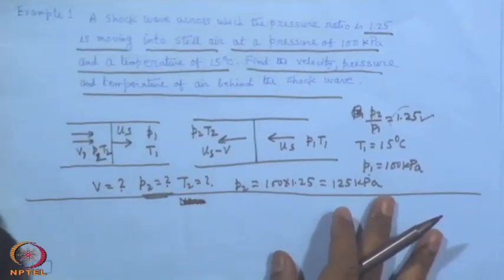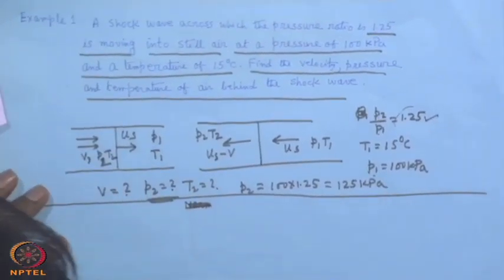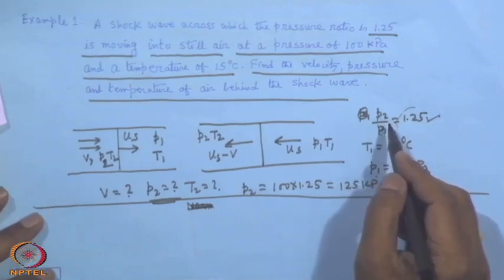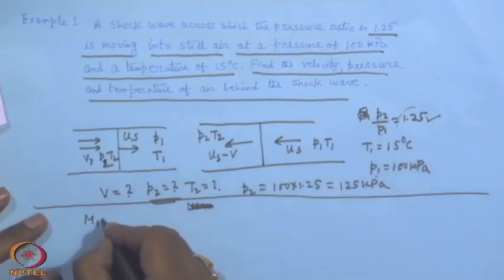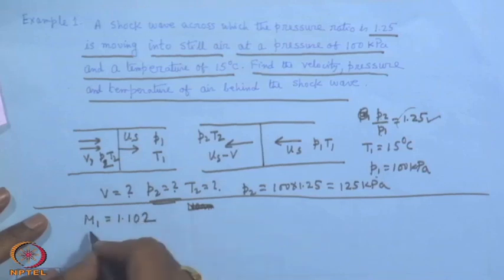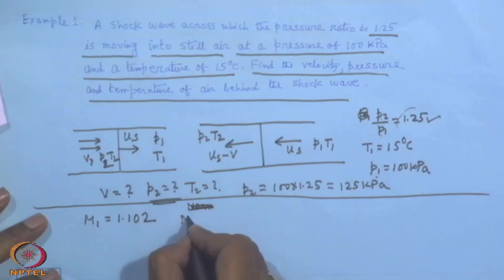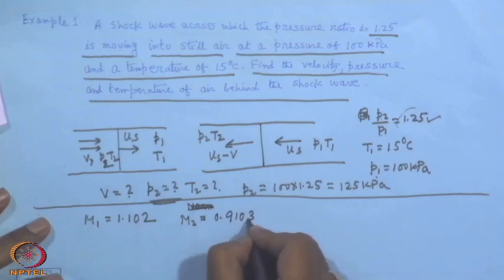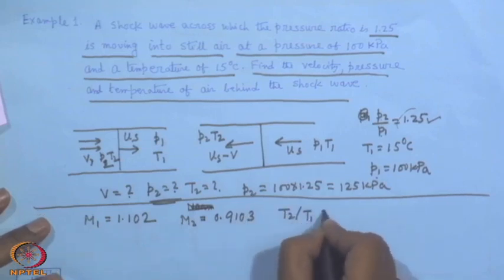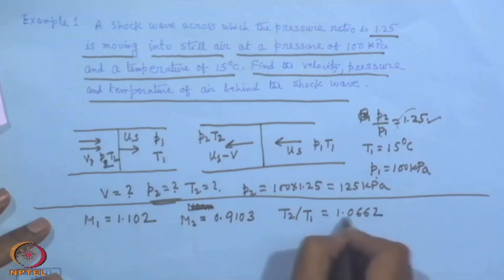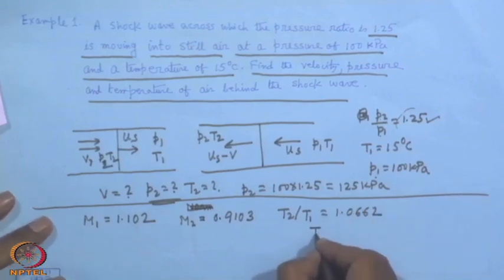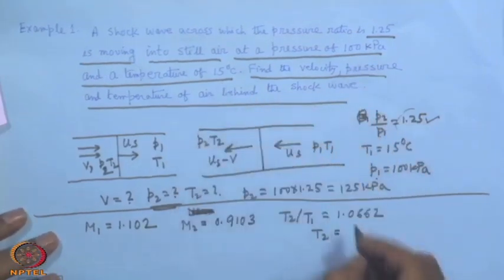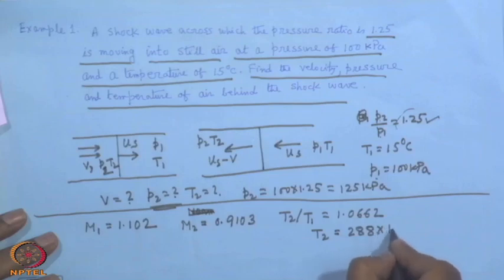So from this chart, with P2 by P1 of 1.25, you will get M1 and M2 from the normal shock table. M1 means the inlet Mach number, M2 means the downstream Mach number after the shock, and T2 by T1 you get 1.0662. Now, T1 is given as 15 degrees, that means 288 K, into 1.0662, so you get T2. T2 is 307 K in this case.